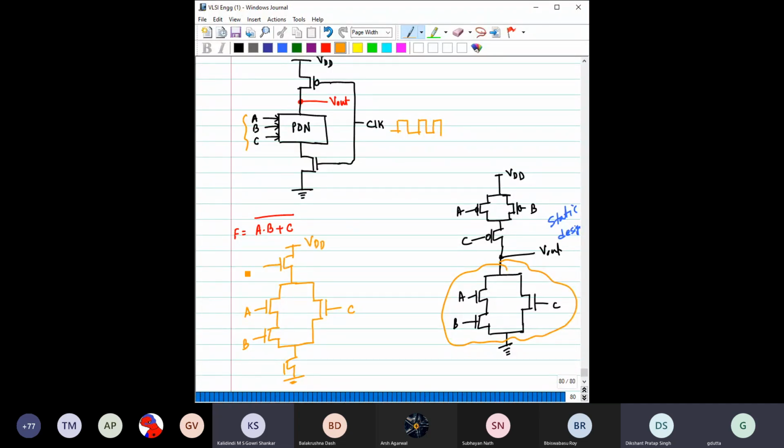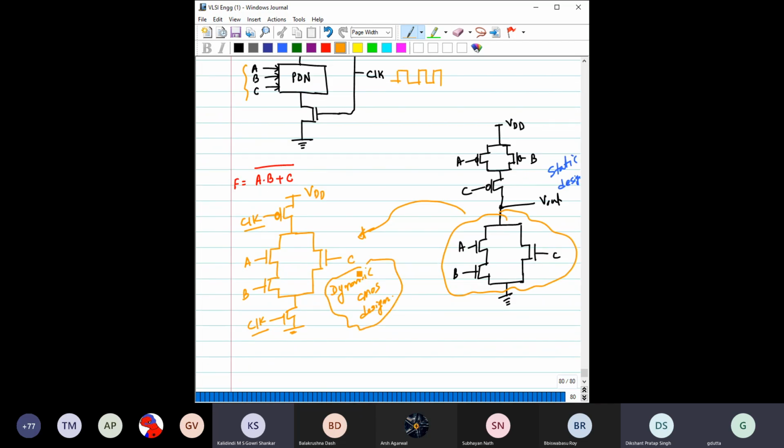So it is VDD. This is clock. The same clock is also fed here. Both are clock, right? So this is basically the dynamic CMOS design, right? Now, what differences can you observe? First tell me, are you seeing any advantage in this dynamic design compared to the static design?